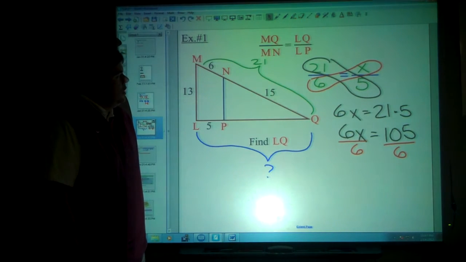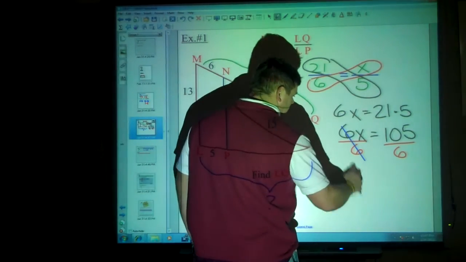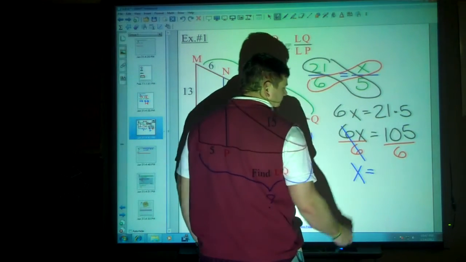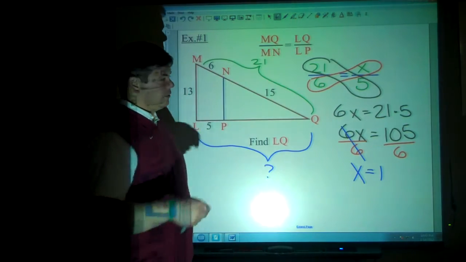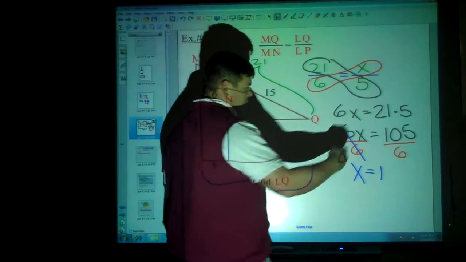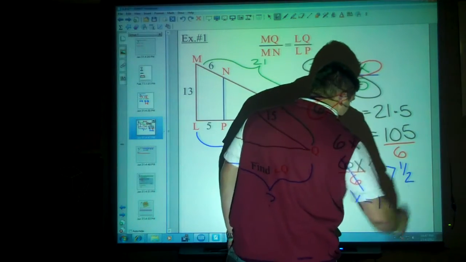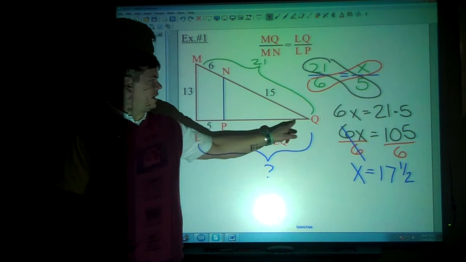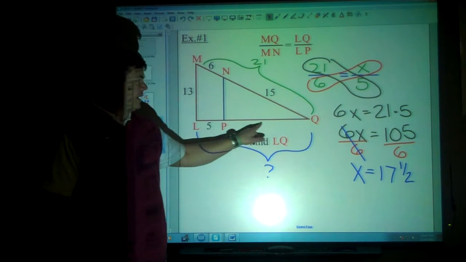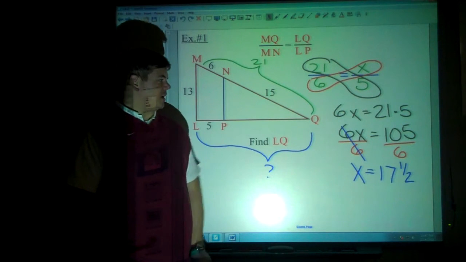And we can find our answer for the entire distance from L to Q. 6's cancel. 6 goes into 10 once with 4 left over. It's next to 45. It's almost 48, which means 6 would go in exactly, but it's going to go in 7 times, which is 42. 3 left over is a half. So this distance right here is not 17 and a half. The distance from L to Q is 17 and a half.